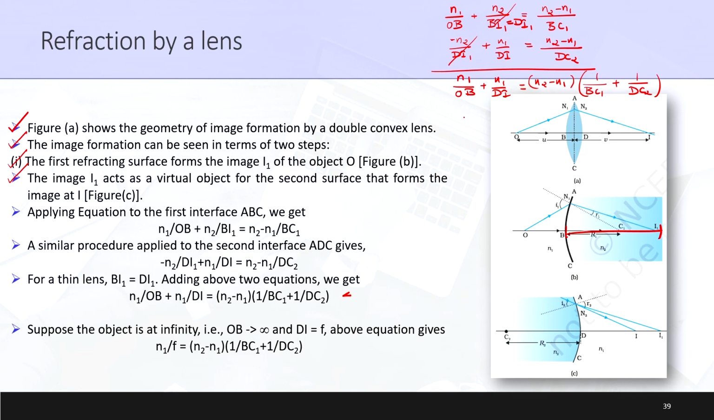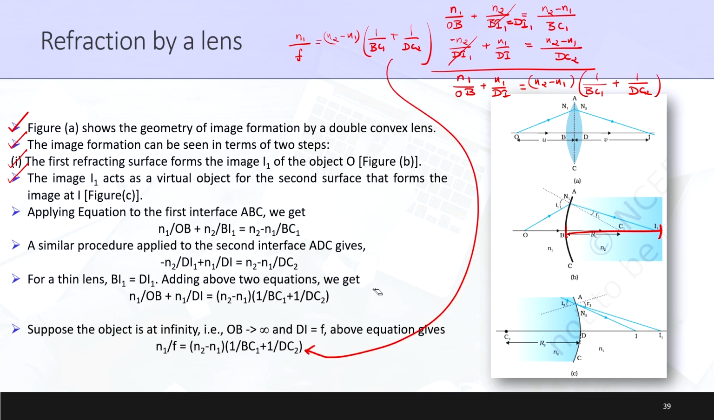So, basically what you will get is that n1 by OB will be equal to 0, n1 by DI will change into n1 by f, which will be equal to again n2 minus n1 into 1 by BC1 plus 1 by DC2. So, as you can see, slowly everything in the Lens Maker's equation is being formed. Okay. So, this is nothing but n1 by f is equal to n2 minus n1 into 1 by BC1 plus 1 by DC2. So, this thing has also been explained.